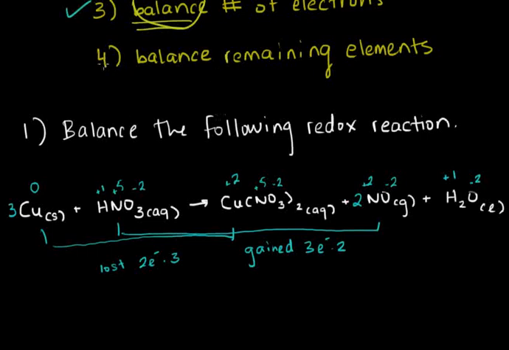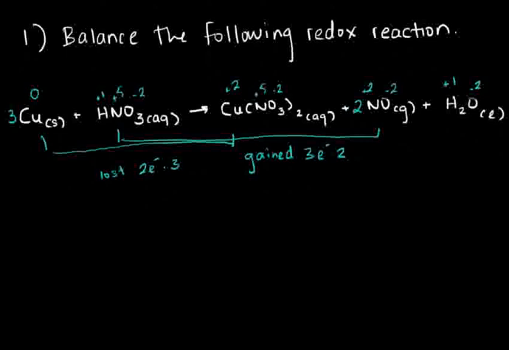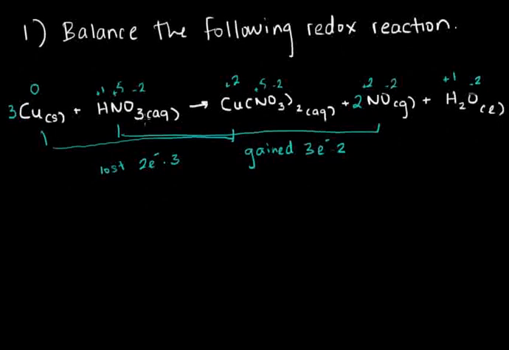So now we can move forward and just balance the number of elements on each side of the reaction. And this is still a bit challenging, so we'll try and make our way through this as slowly as possible. So we've got 3 copper on the reactant side. We've only got 1 copper. So we need to plop a 3 in front of this formula unit.